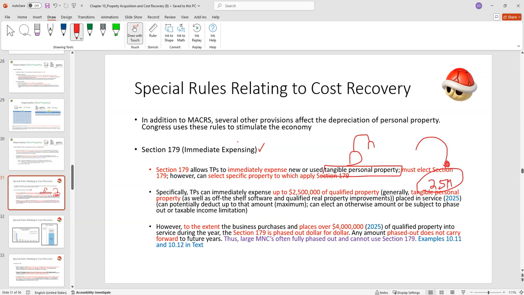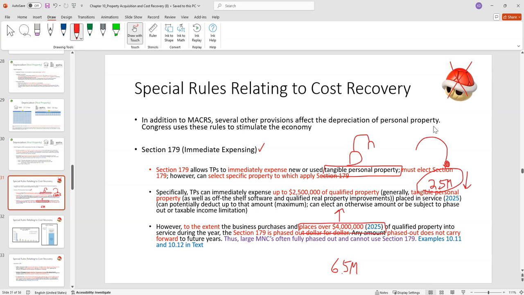However, when we look at your total amount of assets placed in service during the year, for every dollar it goes above 4 million, that 2.5 goes out dollar for dollar, such that once you hit 6.5 million of assets that you place in service during the year, you lose that weapon. You don't get any 179, right?